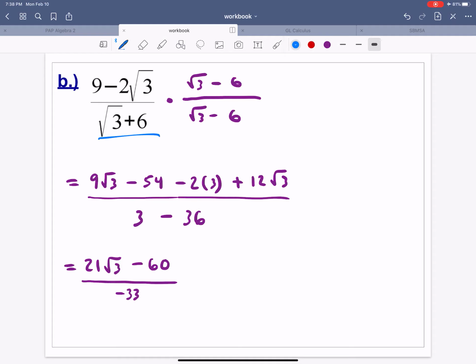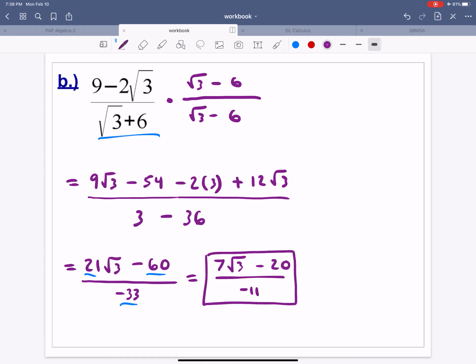And then don't stop there. If you're a big leaguer, you want to get all the points you can. Notice that you can also factor out a 3 from all three of those terms. So that can be simplified to 7 root 3 minus 20 all over negative 11. And that is how you simplify not so simple denominators.